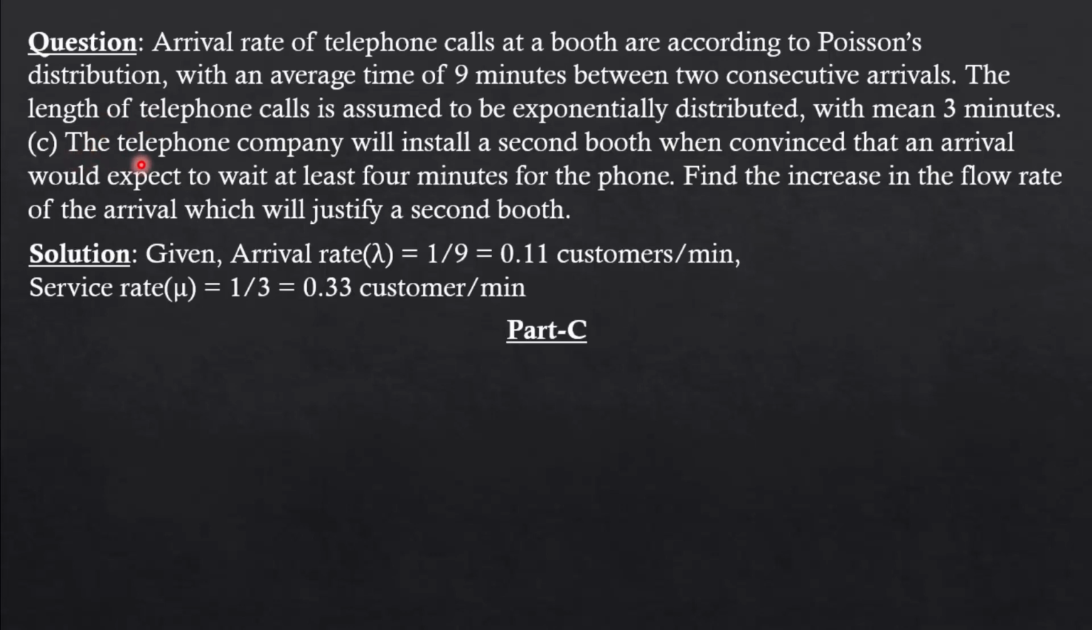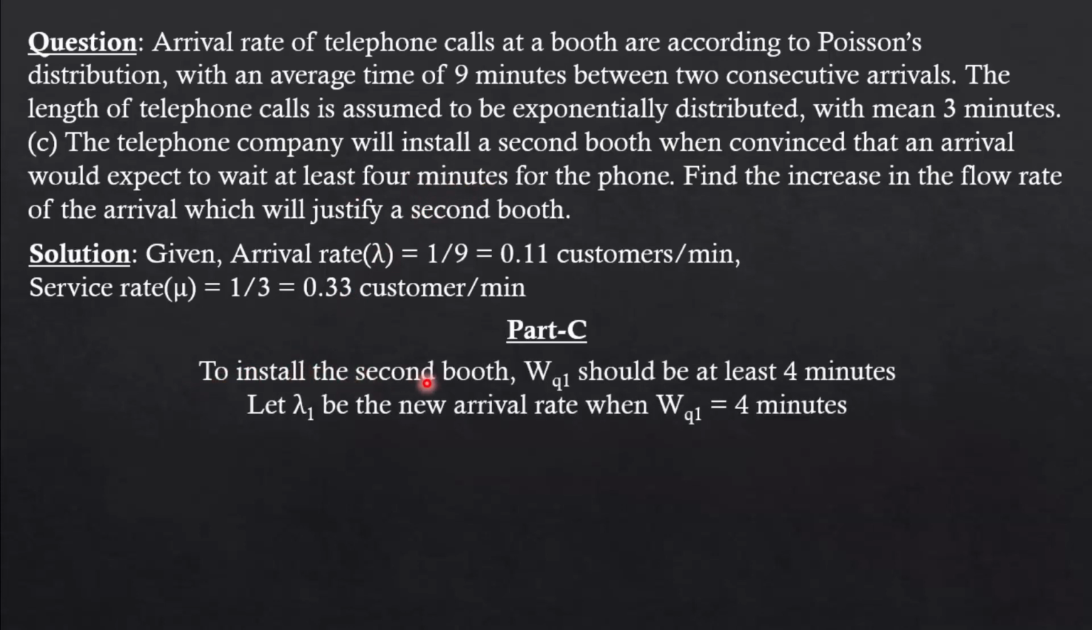And it says that the telephone company will install a second booth when convinced that an arrival would expect to wait at least 4 minutes for the phone. Find the increase in flow rate of the arrival which will justify the second booth. So we need to find the new arrival rate here, for which the person has to wait for at least 4 minutes. Now to install the second booth, WQ1 should be at least 4 minutes. So the waiting time in the queue should be at least 4 minutes.